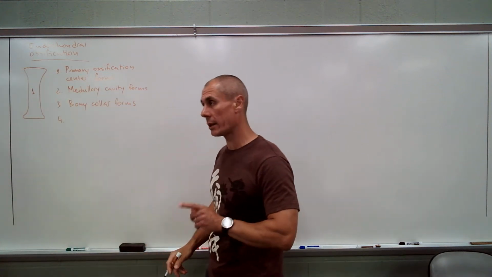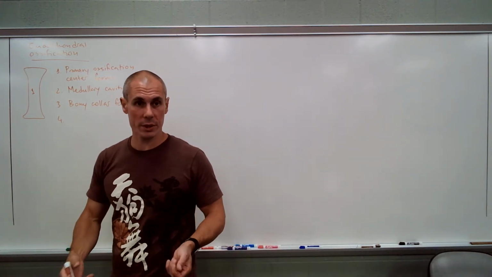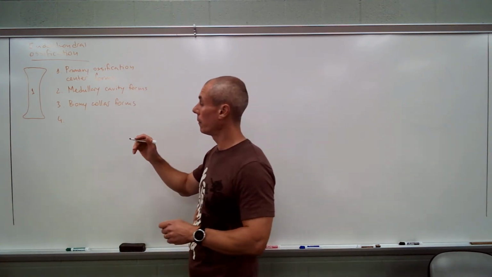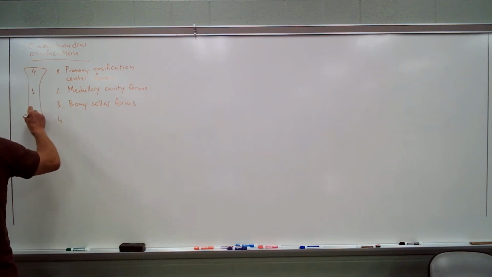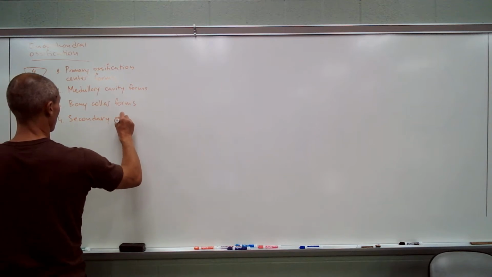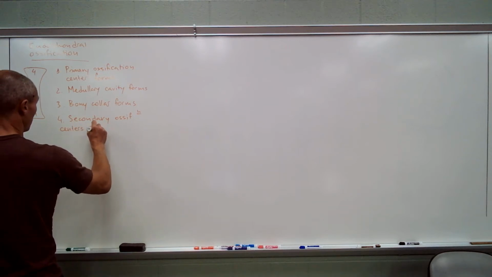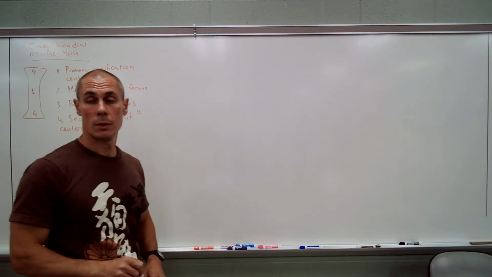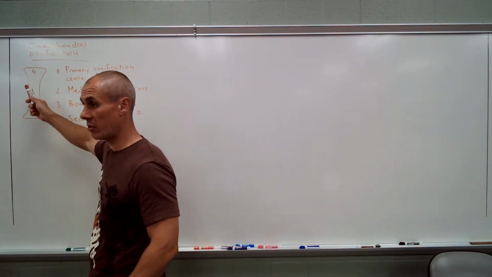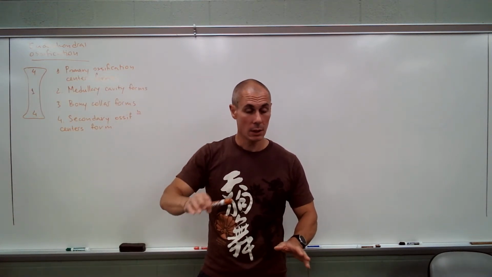Finally, not yet finally, but almost finally, step 4. You can break it down into even more steps. I'm just giving you the whole sequence. During step 4, secondary ossification centers form. Does that make sense? Now look, where do they form? They form in the epiphysis. Okay, so far makes sense?